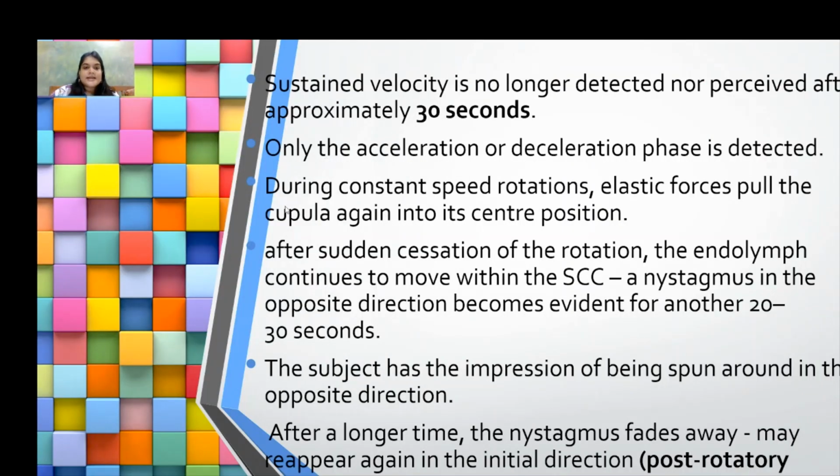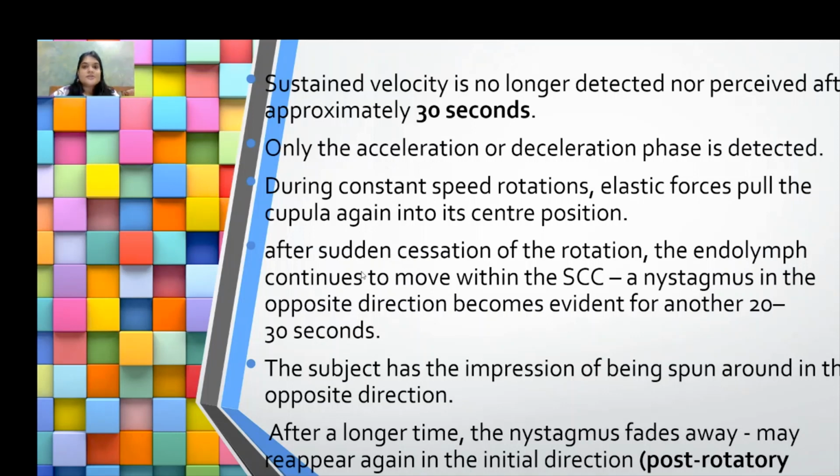Another few points which I have to tell about the semicircular canal is that sustained velocity is no longer detected or perceived after approximately 30 seconds. So when you are running or going on a flight, that initial acceleration is detected, but then you feel stabilized after 30 seconds. Also, deceleration will be detected, but not for more than 30 seconds. During constant speed rotation, the elastic forces pull the cupola again to its center position.